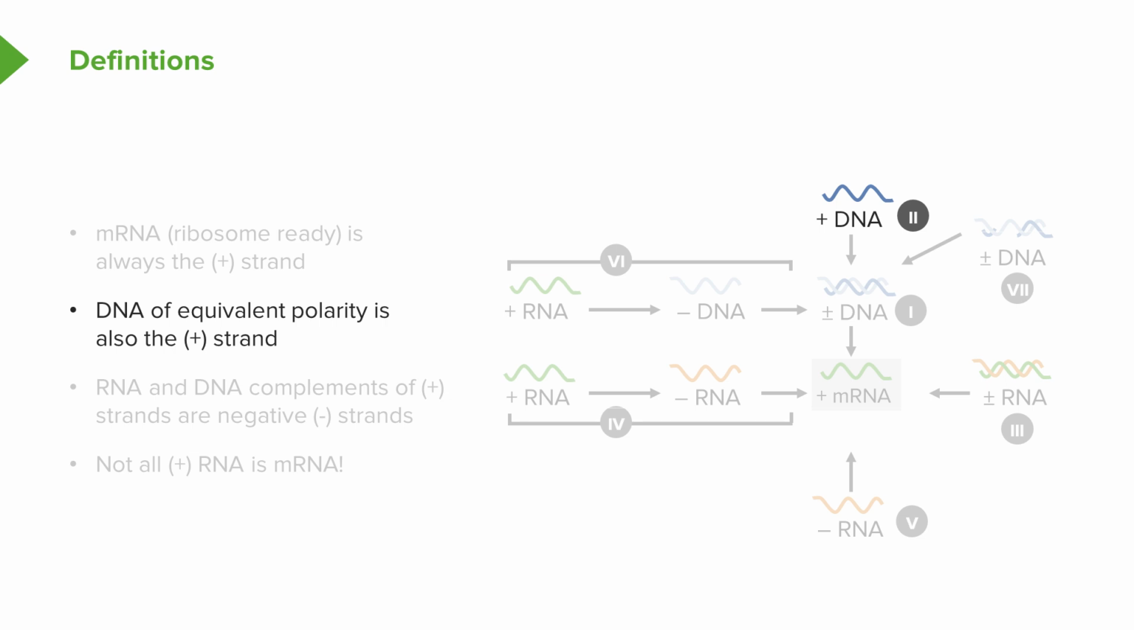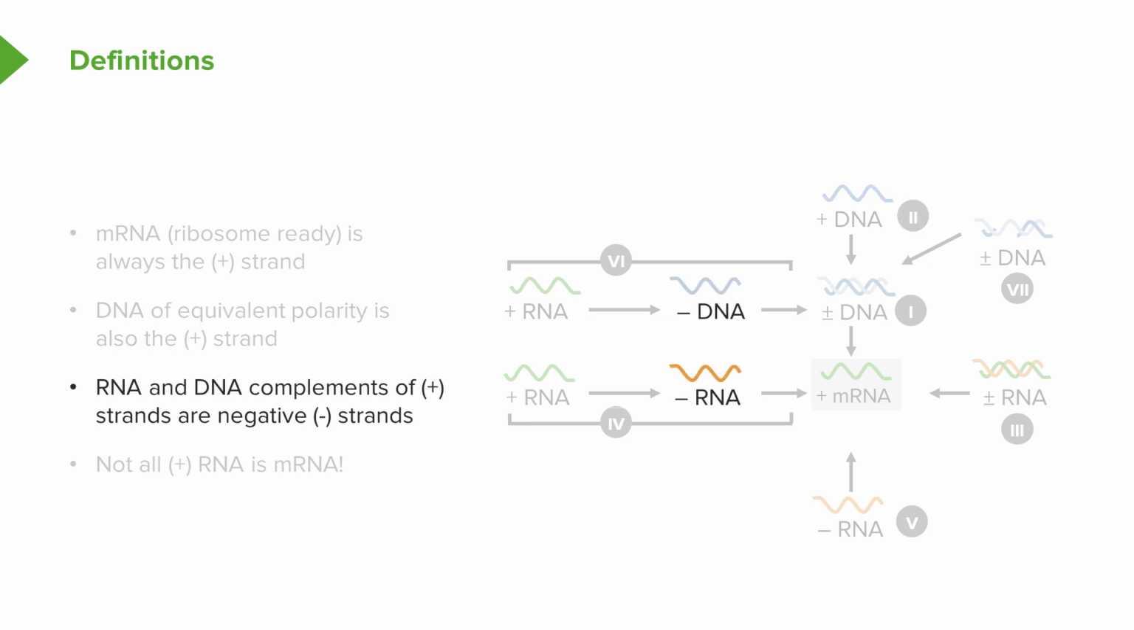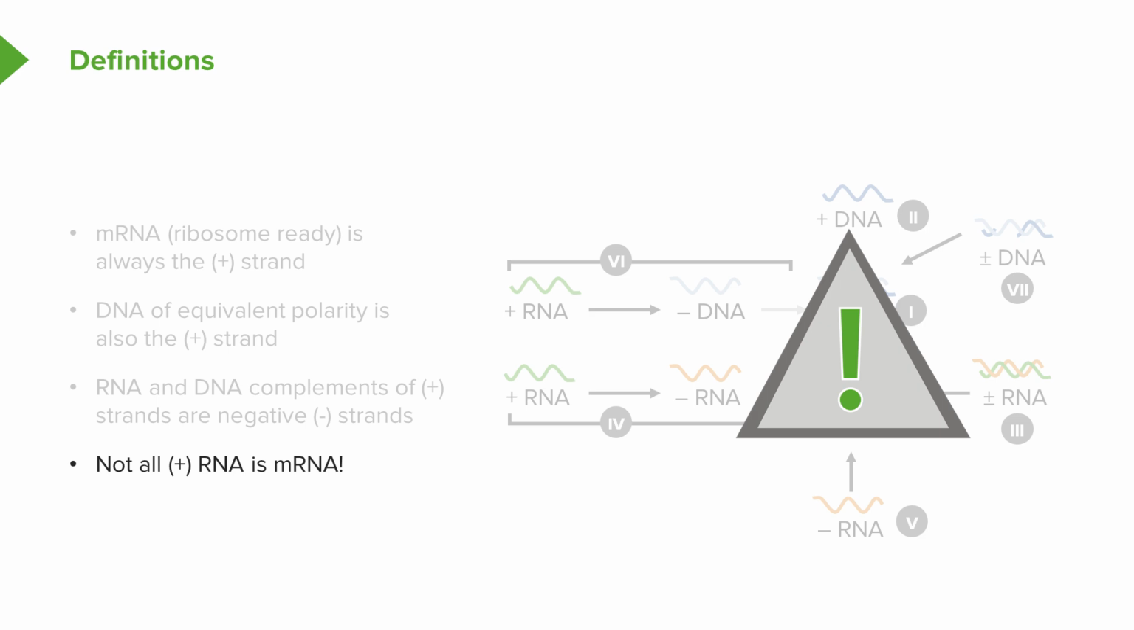DNA of the equivalent polarity as mRNA is also called the plus strand. Now, DNA is not translated. This is just a convention to show that this strand of DNA is the same polarity as mRNA. Both RNA and DNA complements of plus strands are called minus or negative strands. And finally, remember, not all plus-stranded RNA is mRNA. Just because an RNA is of positive polarity doesn't mean it's going to be translated. On the other hand, if we call it mRNA, that means it will be translated.